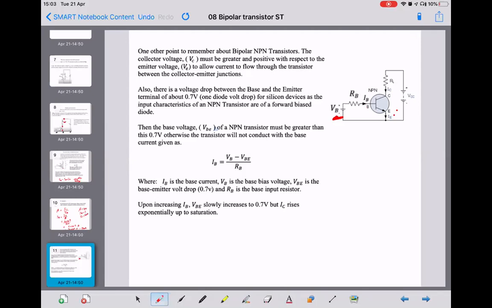Okay, so from that, IB we can calculate from the base voltage that we're putting in from the battery here, take away the 0.7 or whatever else it is, base to emitter, divided by the series resistor. That way we can use the series resistor to limit the base current as necessary.